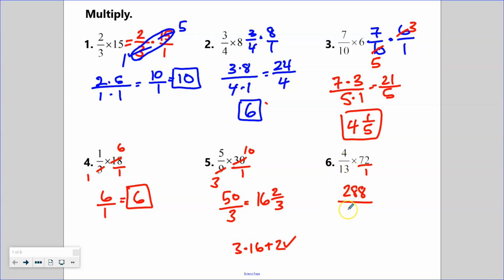13 times 1. And then I say 288 divided by 13. It gives me 22 wholes. Alright, so 22 times 13 is 286. So I have 2/13 left over. Right? Or if you want to leave it in decimal form, in that case, be okay.